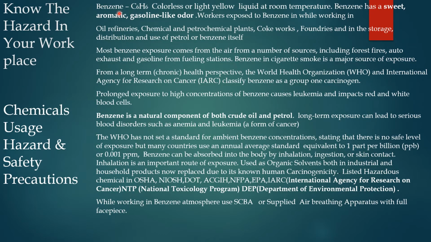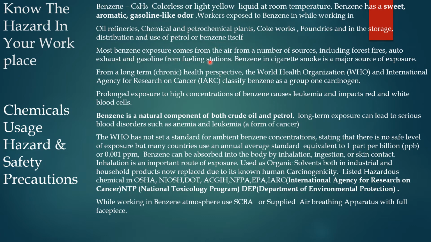Now we can see about benzene, C6H6. It's a colorless or light yellow liquid at room temperature. Benzene has a sweet aromatic, gasoline-like odor. It will smell like petrol or gasoline. Workers are normally exposed to benzene while working in industries such as oil refineries, chemical and petrochemical plants, coke works, foundries, and in the storage and distribution of gasoline and petrol, or in a benzene plant itself.